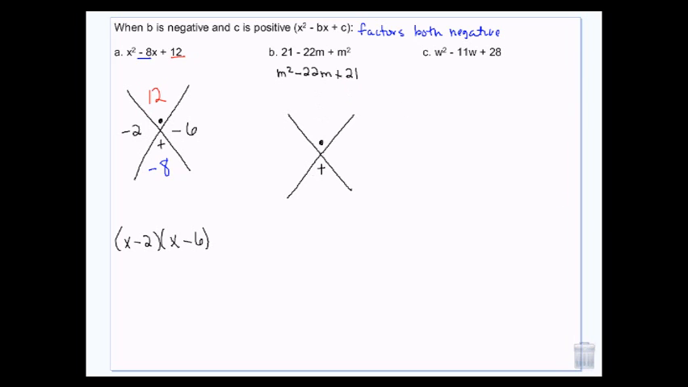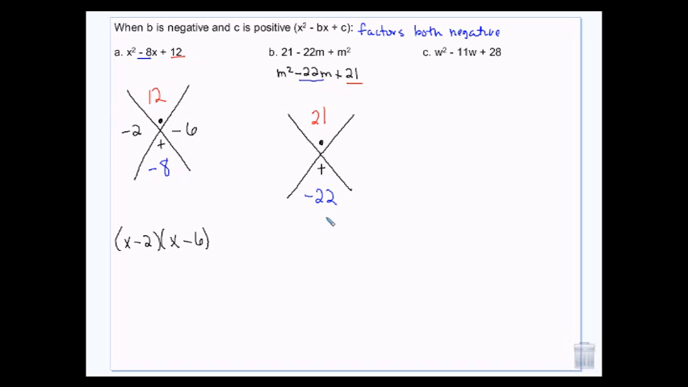Okay, so the multiplication is that last number, so it's a 21. And the addition is the middle, so it's a negative 22. So I'm going to try to find two numbers that will multiply to make 21 and add to make negative 22, except this time they're both negative.